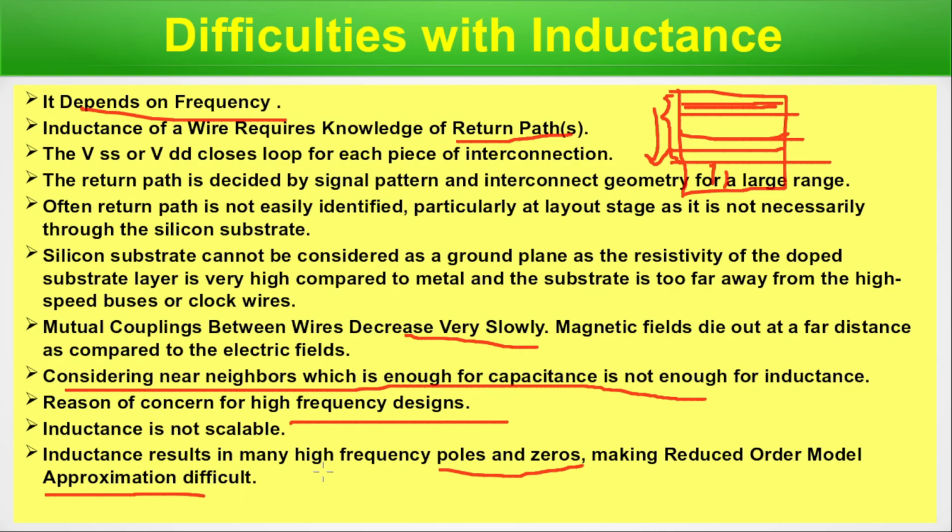And while discussing Elmore delay, we said that Elmore delay might not be a very good approximation, although it works really well because it's quite simplified and it gives us first order solutions. The presence of multiple poles and zeros makes the situation tougher because reduced order model approximation becomes very tough. So inductance creates quite a difficult situation in modern ICs. Now let's move to the next slide.